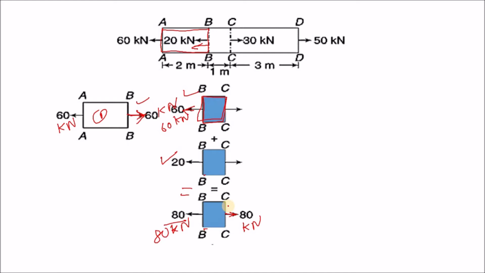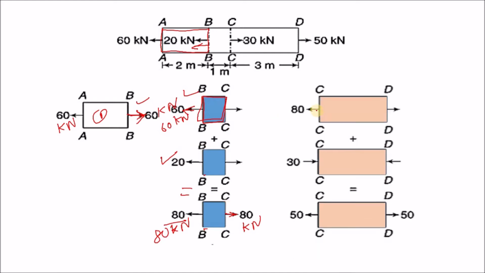Let's go to the section CD. First draw the diagram CD, a rectangle. To make this in equilibrium position, we should apply 80 in the opposite direction. Now we apply 80 kN here, because this is going this side; to make it 0, we should apply the opposite side. Now one load is acting here also, 30 kilonewton in the right direction. So at point C, 30 kilonewton is there. So we should apply 30 kilonewton at point C. The direction will be this side.